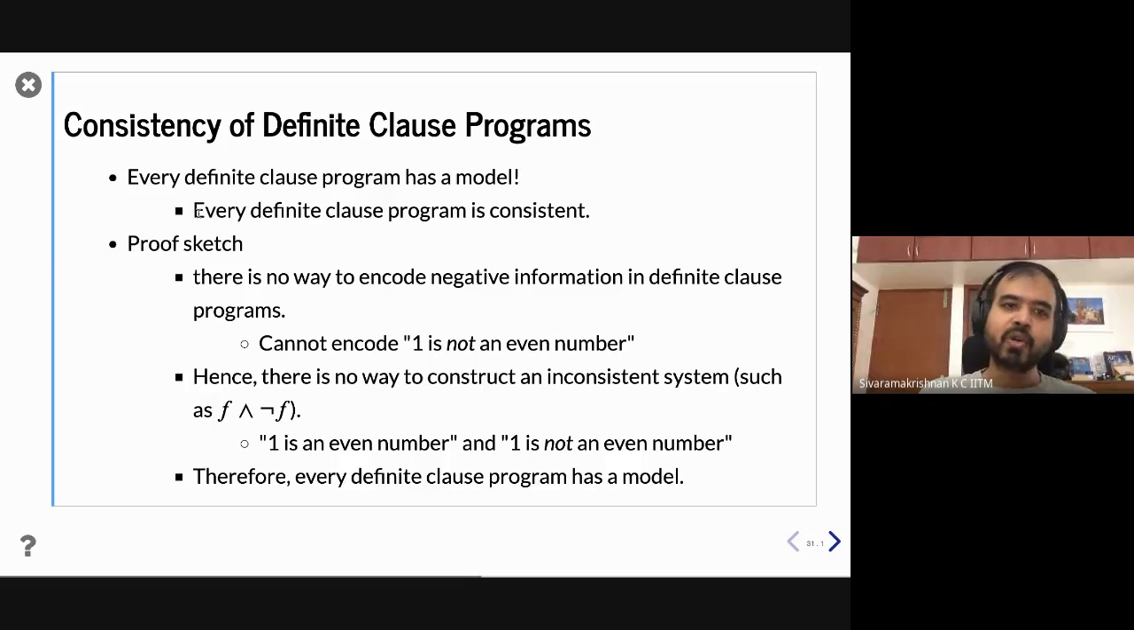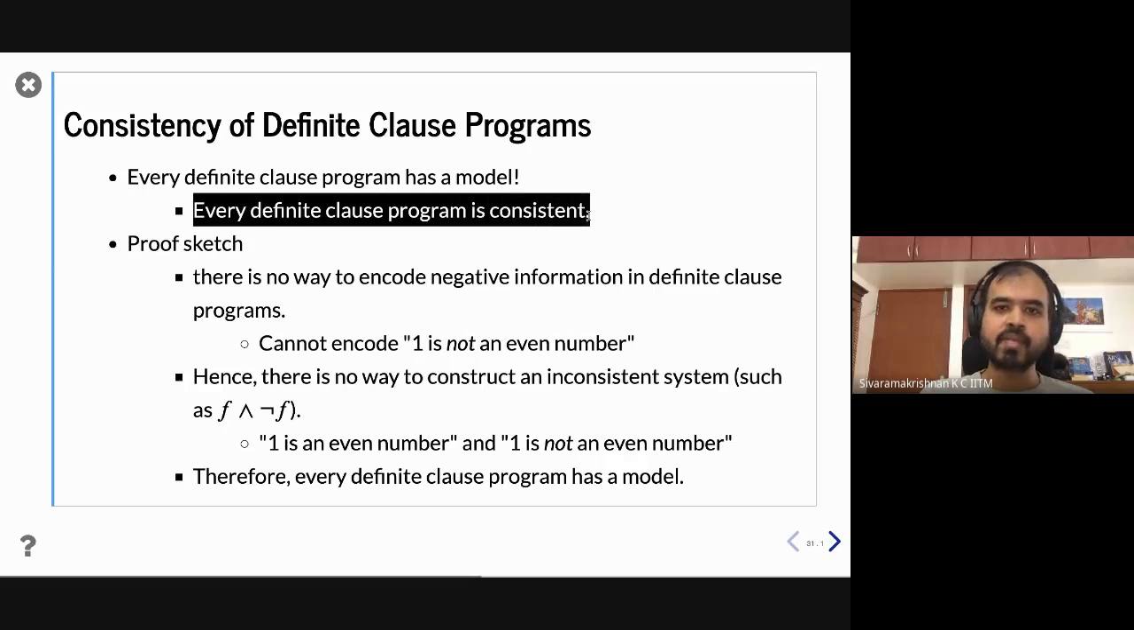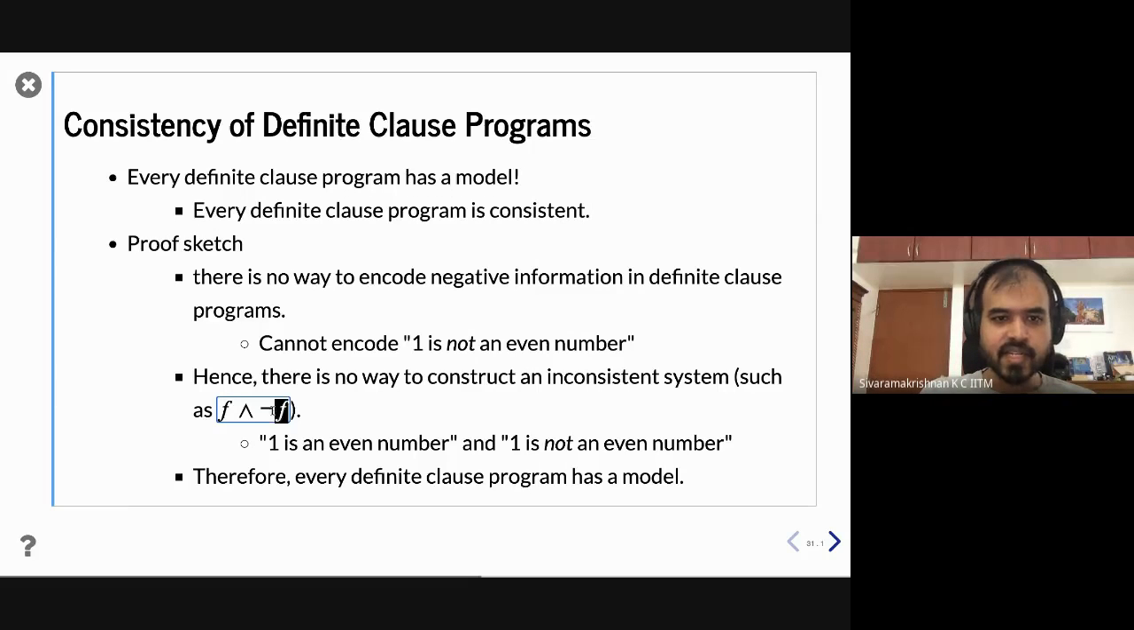And you can also read this as every definite clause program is consistent. You cannot write an inconsistent definite clause program. This is very important. You cannot write something that is inconsistent, such as this one. So I cannot write a definite clause program that is f and the negation of f. This is not a valid statement, because you can never satisfy this.